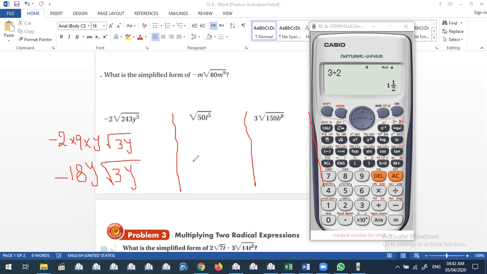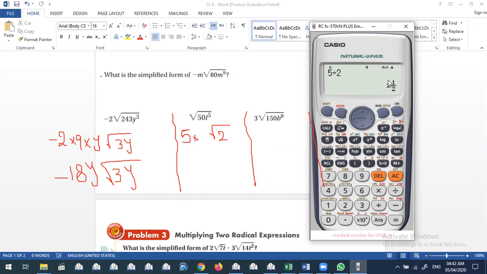Another exercise. Square root 50t power 5. Let's find first the square root of 50. Square root 50 is 5 square root 2. So write 5 times, we still have a letter, don't forget, square root 2 inside. Now the letter t is power 5. So we are going to make 5 divided by 2 because the power is 5. Shift S-D, we get 2.5.